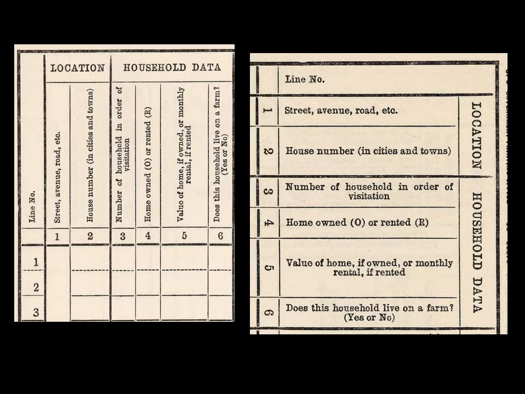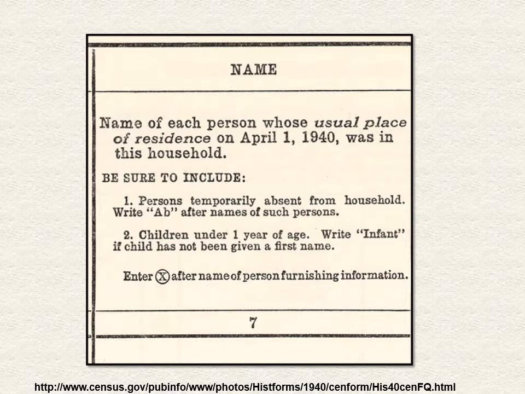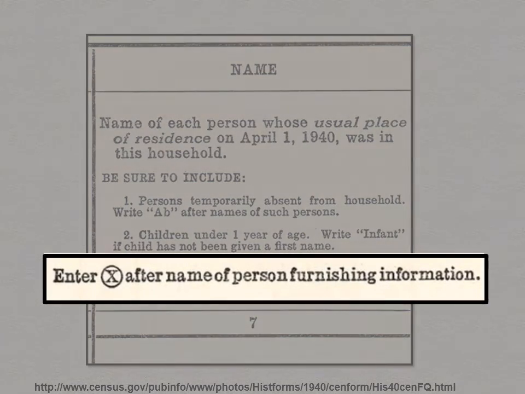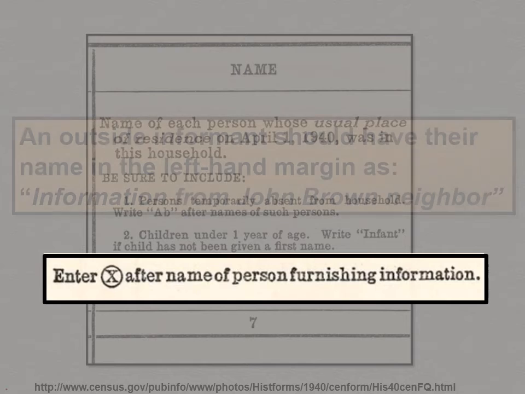Now, as we go through the schedule, there are lots of questions asked. Some of them were asked in a lot of the censuses. You go to the name column, and now there's something different. For the first time, we have the name of the person furnishing the information with an X. Unfortunately, that was dropped for the 1950 census.